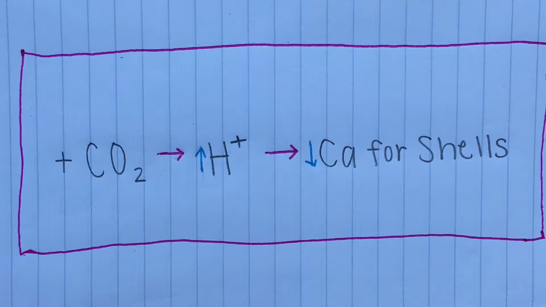This equation represents the chemical reaction taking place in our experiment and how it is represented in real-world ocean acidification. The CO2 is reflected by Katie blowing into the salt water, which then releases hydrogen, which decreases the amount of calcium for the shellfish. This is how ocean acidification happens in real life.